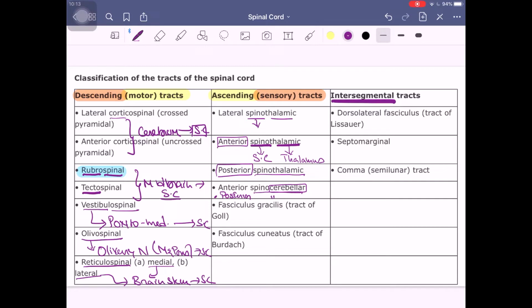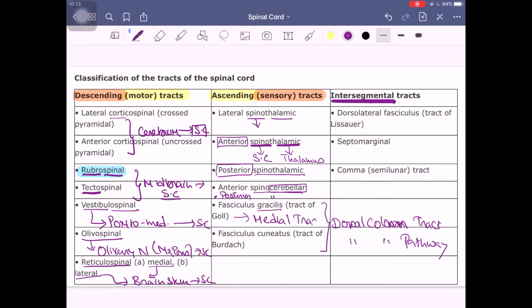Then you also have a tract. Now these two tracts are present in the dorsal column, or dorsal funiculus. So dorsal column tracts, or simply you can call it the dorsal column pathway, both of them together. Now the tract which is medial is located just lateral to your posteromedian sulcus.